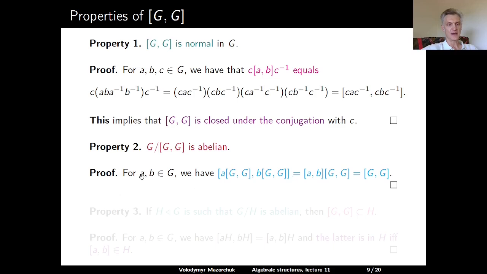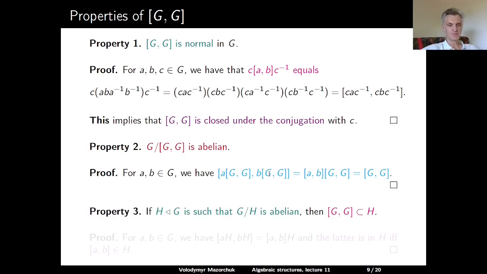Indeed, if we take any elements A and B in G and write the commutator of their classes in the quotient, then of course by definition this is the class of the commutator of A and B. But since the commutator of A and B belongs to the derived group, we will just get the derived subgroup. And this means that any pair of elements gives us classes which commute in the quotient. And this implies our statement.